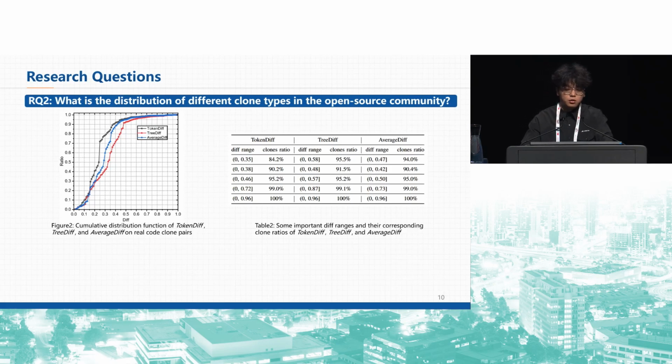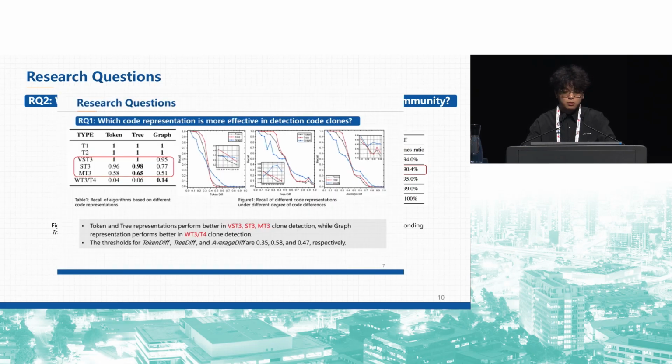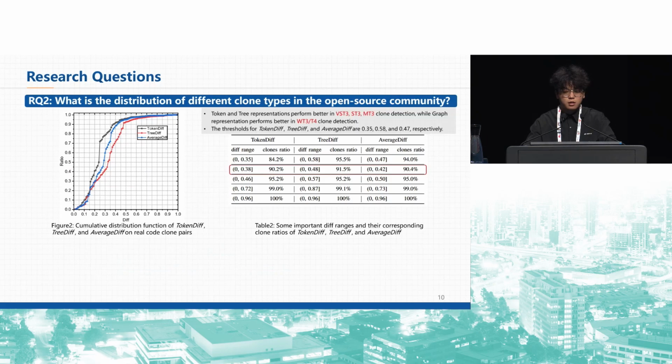Figure 2 is the cumulative distribution function graph of clone pairs, and table 2 records some important points in the left graph. And we can see the difference value of most type 3 clone pairs is relatively small. This means that most clone pairs belong to simple code clones. And according to the result of RQ1, we find that most clones are in the range that token and tree representation can detect.